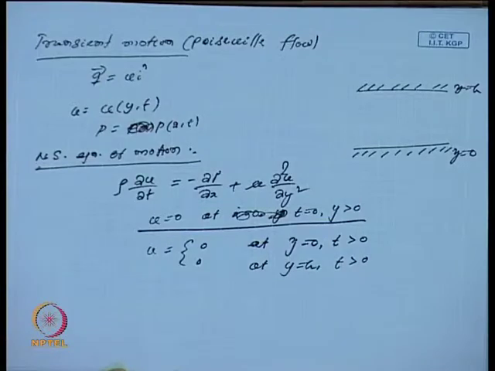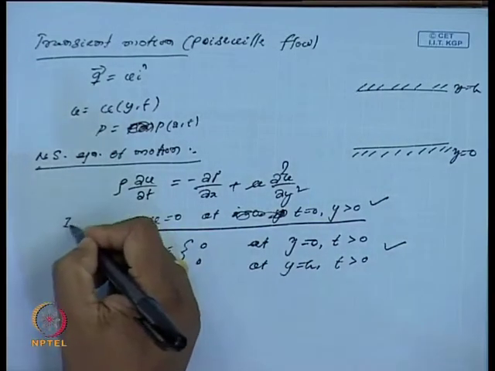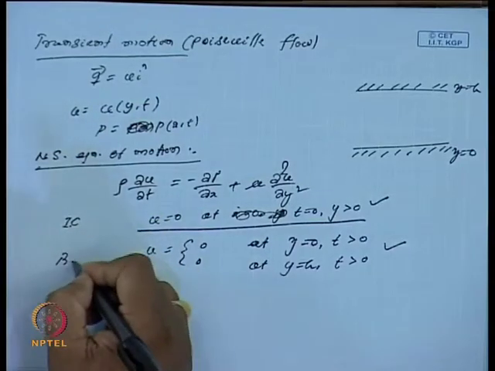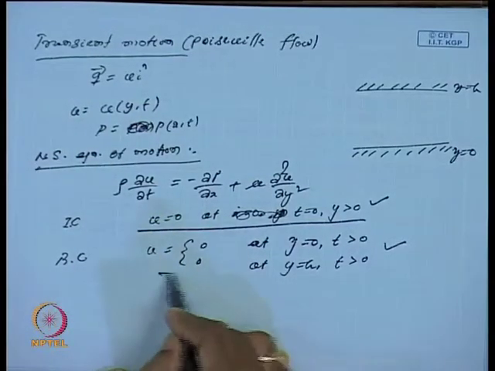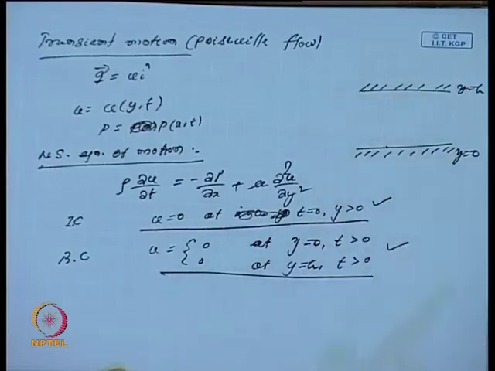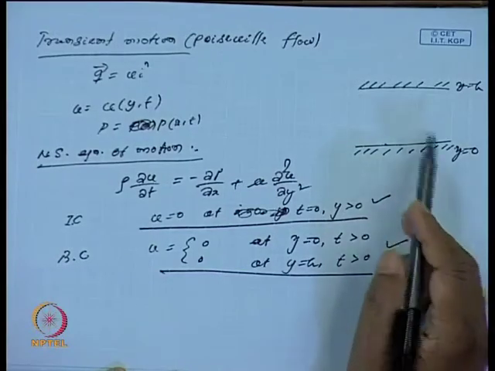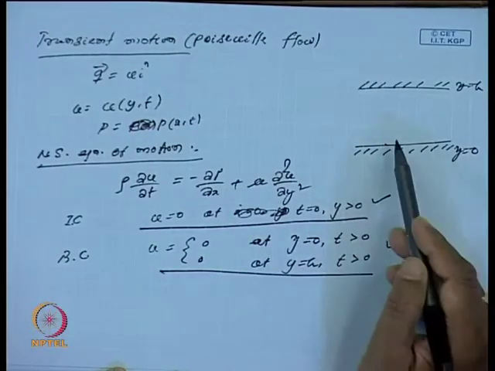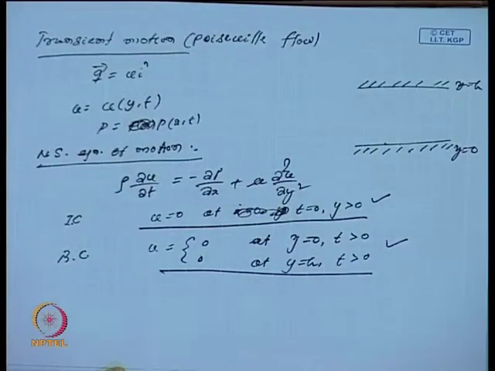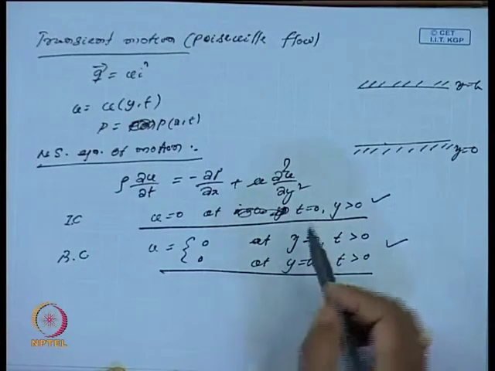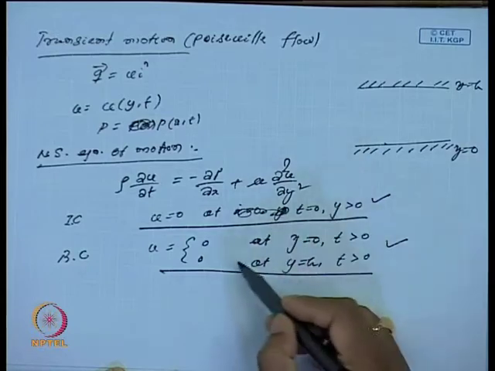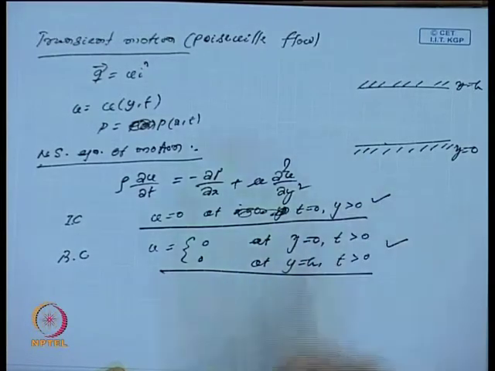So, this becomes the initial condition, and these two become the boundary conditions. This is the IC and these are the boundary conditions, because this gives that at the two walls there is no flow, and this gives at time t is equal to 0 there is no fluid motion. Thus, it is coming from the no flow condition at the time t is 0. So, at t is equal to 0, y greater than 0, this is 0, and at y is 0, t greater than 0, it is also 0.